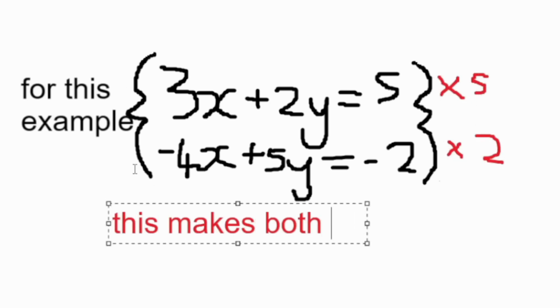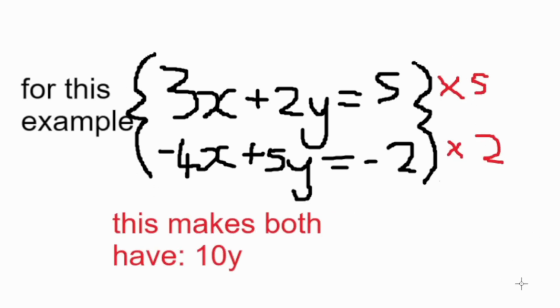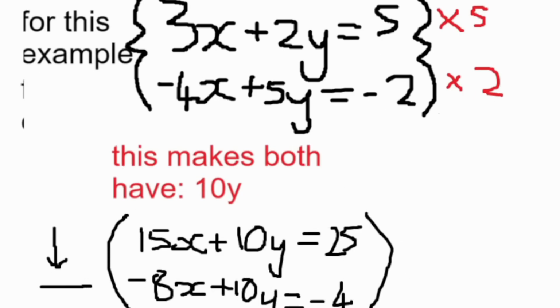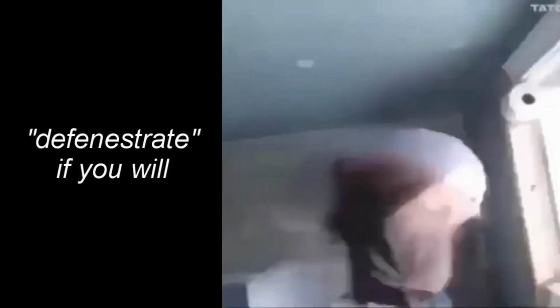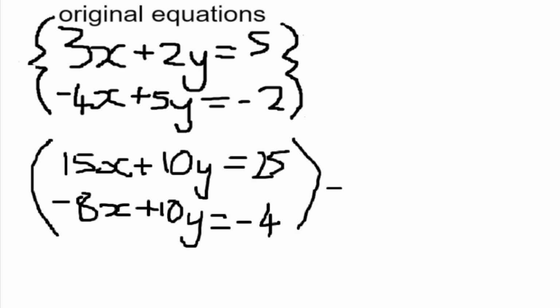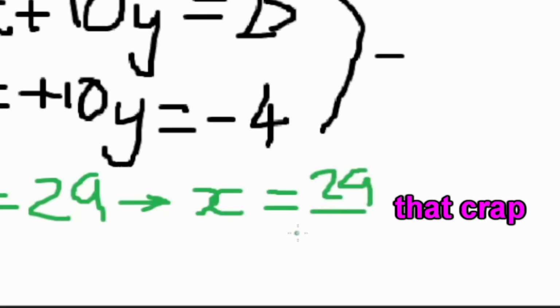This makes the y coefficient for both equations the same, and thus we just subtract them from each other to get rid of, defenestrate, if you will, the y variable. We are left with 23x equals 29. Divide both sides by 23, and you get x equals that right there.